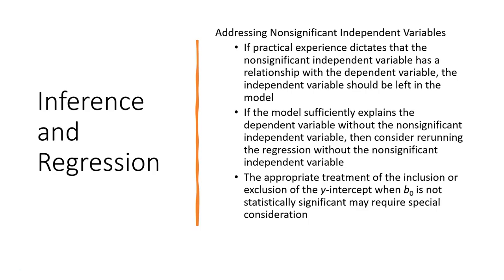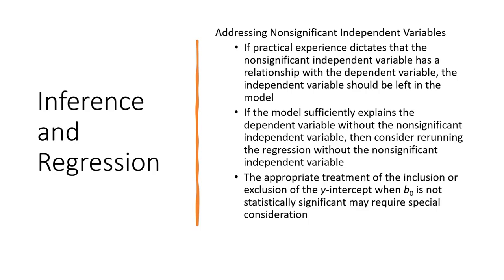When we're looking at non-significant independent variables, if it is practical to keep it in there, then go ahead and leave it in there. If the model is sufficiently explained without that non-significant independent variable, take it out. The appropriate treatment for the inclusion or exclusion of your y-intercept when b sub 0 is not statistically significant may take some consideration. But note that the estimates of the other regression coefficients and their p-values may change considerably when you remove a non-significant independent variable from the model.